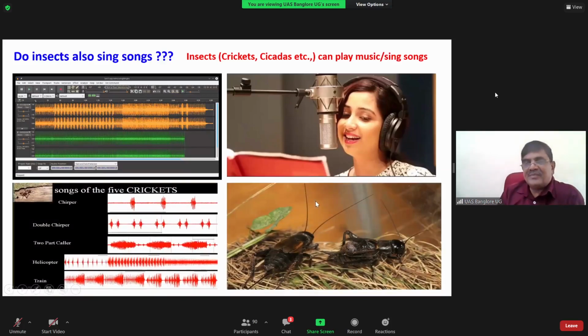For example, if you take crickets, the crickets will sing songs. You can see the songs sung by crickets that have been recorded. In the first picture, you can see the songs recorded by human beings. In the second picture, you can see the songs recorded by insects.